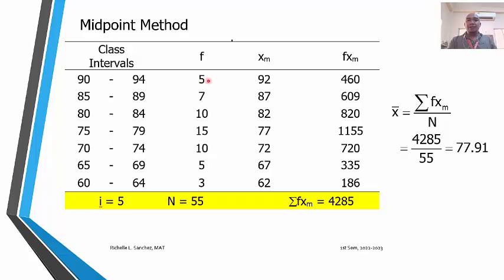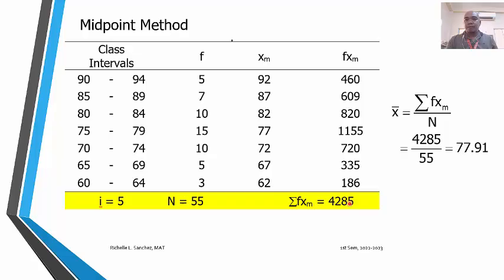we now multiply the f and the x sub m columns. So in this case, 5 times 92, that is 460. 7 times 87, we get 609. 10 times 82, we get 820. 15 times 77, we get 1,155. 10 times 72, that is 720. 5 times 67, it is 335. 3 times 62, we get 186. After that, we get the sum of fxm.